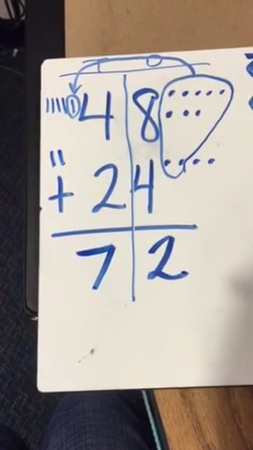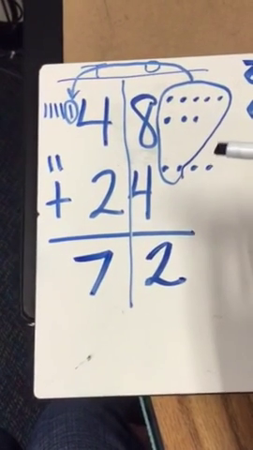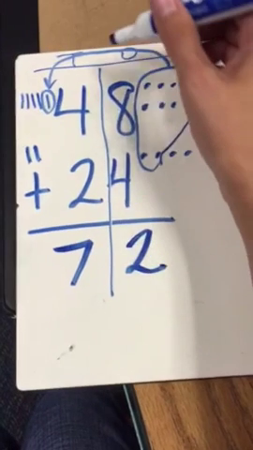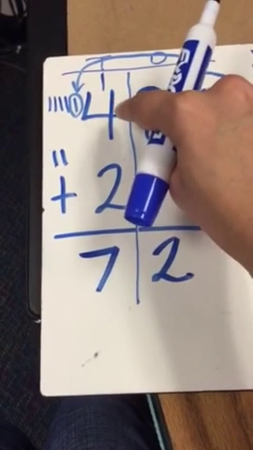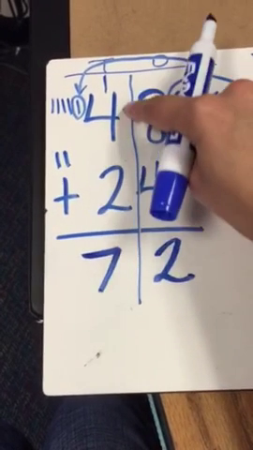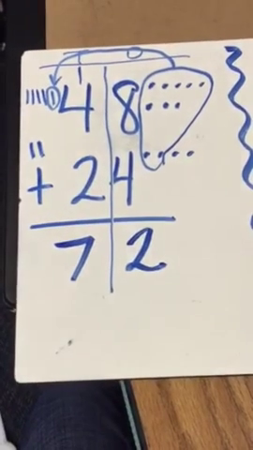72. And so I also do that by talking with them about how 8 plus 4 is 12. So we can also just carry our 10. So we have 4, 5, 6, plus 1 more makes 7. So our sum is 72.